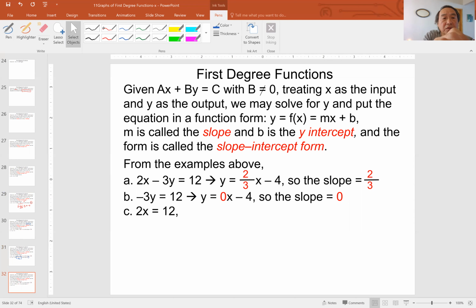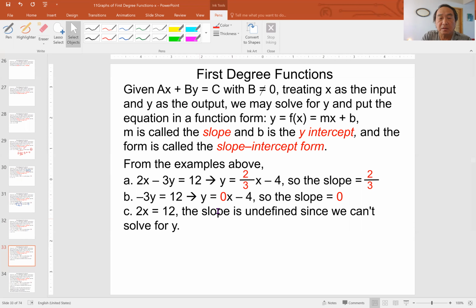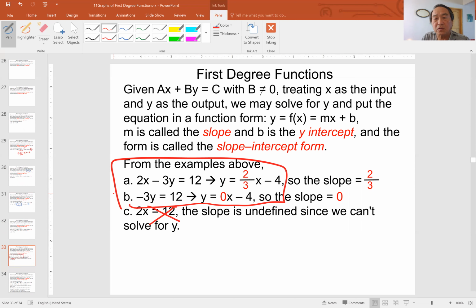But the equation 2x = 12 has no y, so there's no output. The slope is not defined, and so this is not a function. So there's no function form for vertical lines. Okay, so we have these two forms of linear equation that are functions, which we can put into this format.